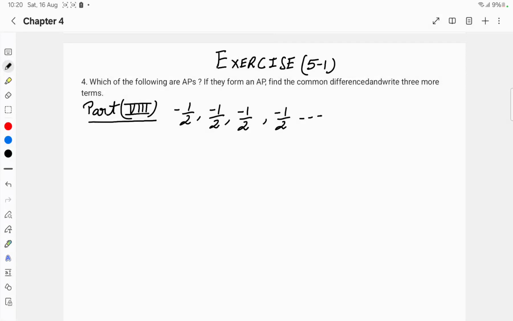Arithmetic progressions exercise 5.1 question number 4 part 8. In this part a sequence of numbers is given and we have to check whether it is an AP or not. If it is an AP, then we have to find out 3 more terms of the given AP. So first of all we have to check whether it is an AP or not. For this we have to find out the value of D1 and D2.